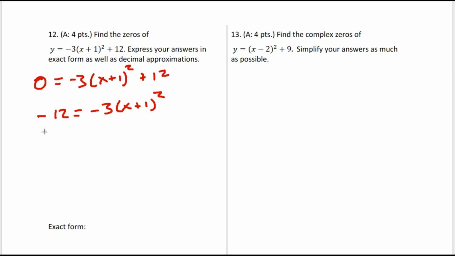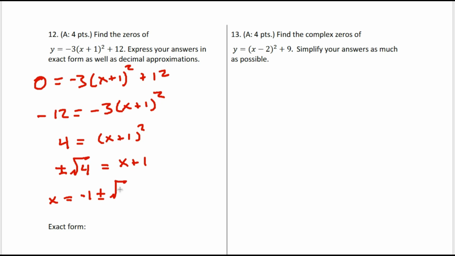And if I divide by negative 3, negative 12 divided by negative 3 is positive 4. I'm going to take plus or minus the square root equals x plus 1. And if I subtract 1, I get x equals negative 1 plus or minus the square root of 4. Okay, square root of 4 is just 2. So this is negative 1 plus or minus 2. Actually, there's not going to be any decimals here at all. So I get x equals negative 1 plus 2, which is 1, or negative 1 minus 2, which is negative 3. There are two answers.